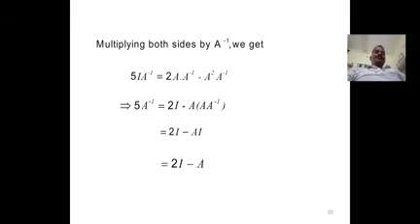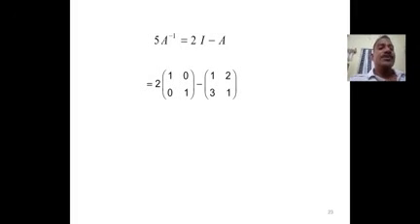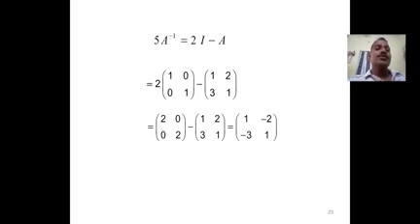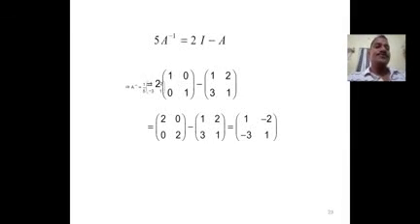So we can write 5A inverse equal to 2I minus A, that is 2 times 1 0 0 1 minus A, which is 1 2 3 1. So this is 2 0 0 2 minus 1 2 3 1, which gives 1 minus 2, minus 3 1. This is 5A inverse. A inverse equals 1 by 5 of 1 minus 2, minus 3 1. This is the inverse of the given matrix.